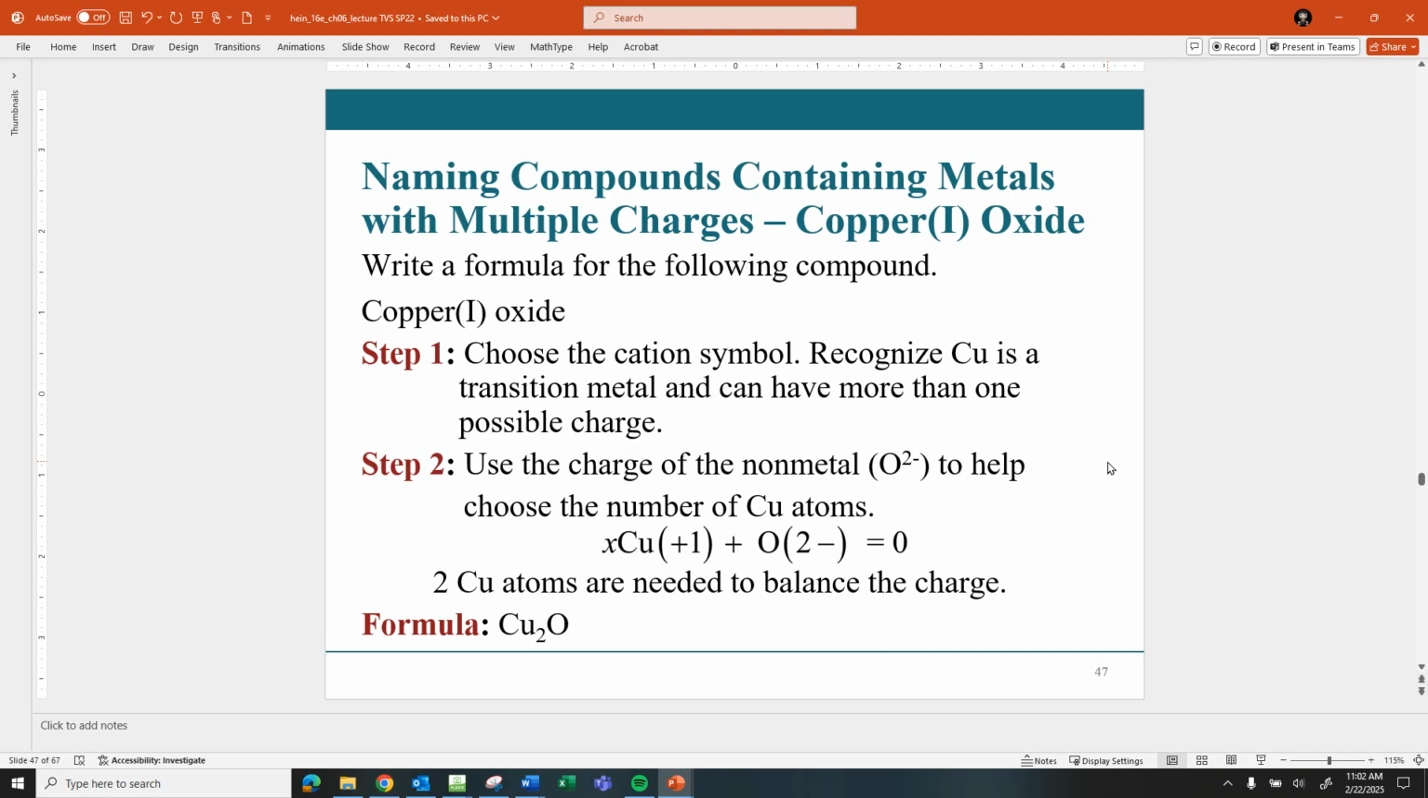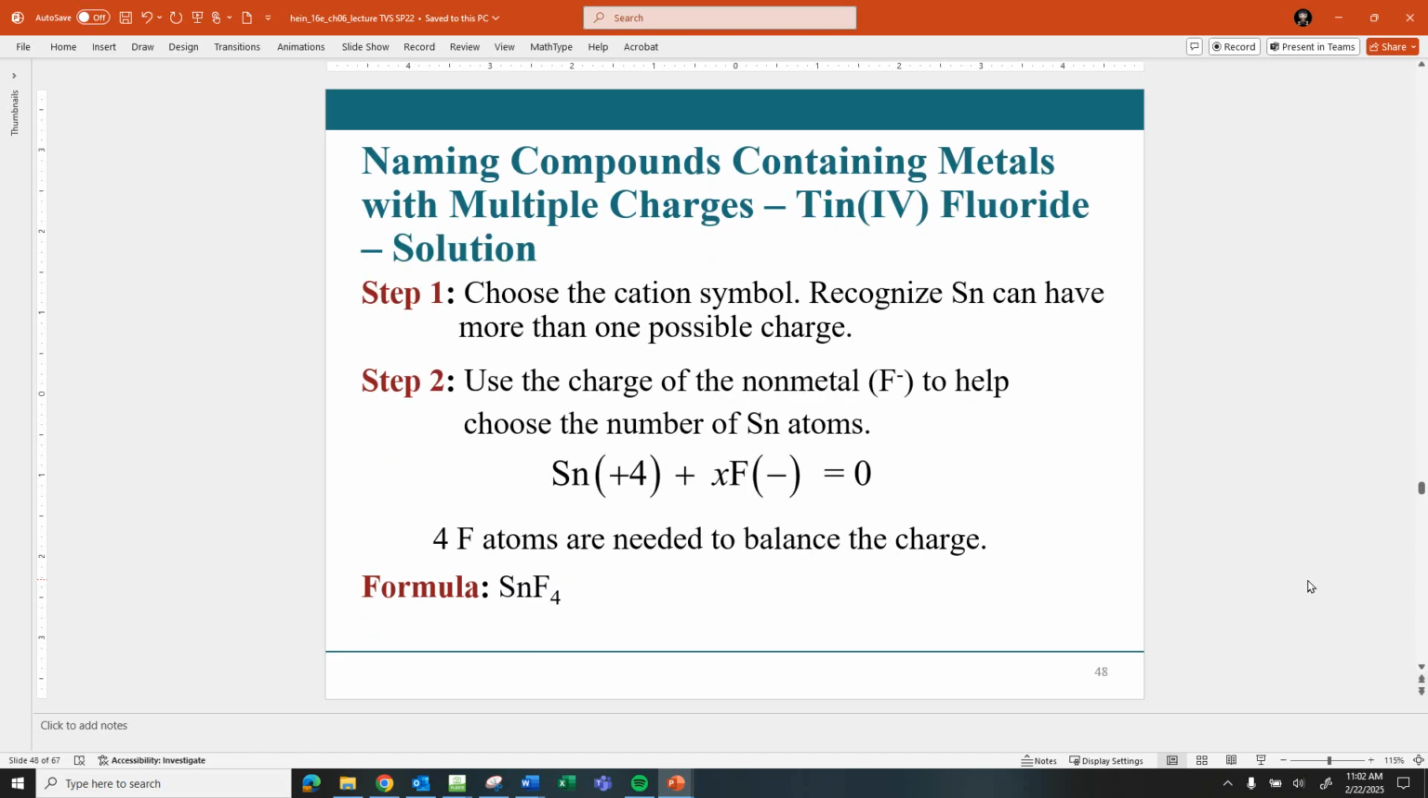Now, copper 1 oxide means that copper has a +1 charge, but oxygen is a -2. So how many coppers do I need to cancel out that -2? I need +2, so I need 2 copper atoms to 1 oxygen to get to 0. Here is tin 4 fluoride. That means tin has a +4 charge. There's only 1 tin, so how many fluorines do I need to get to 0? I need 4, because 4 times -1 is -4. So it would be SnF4.